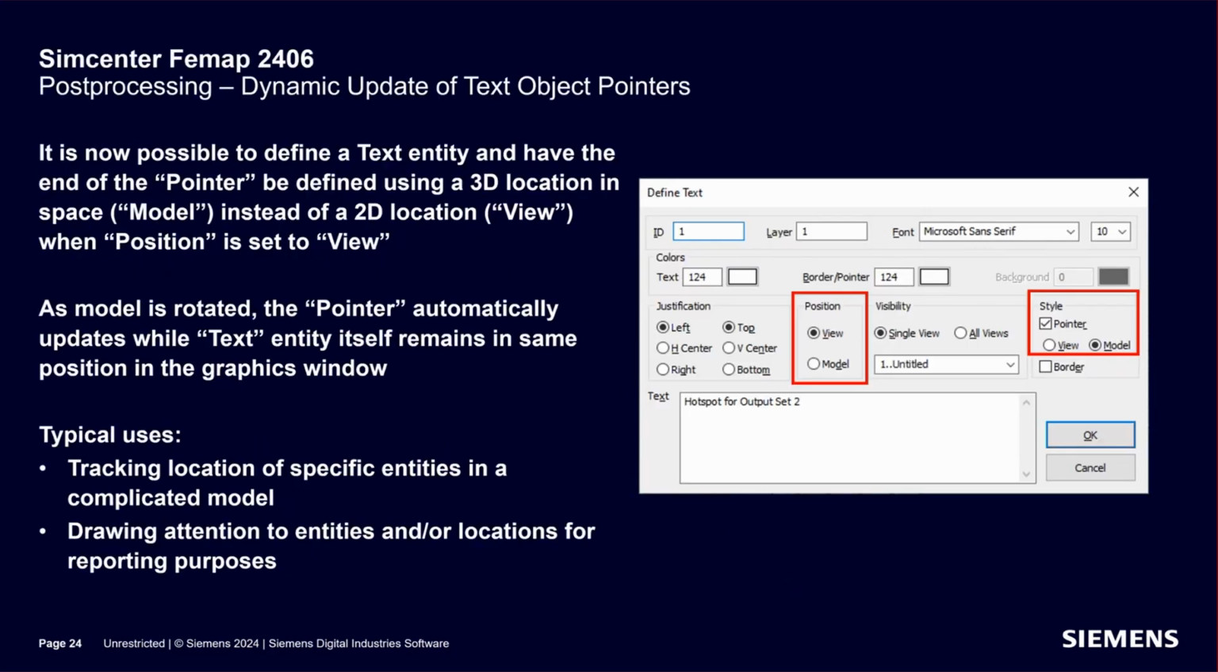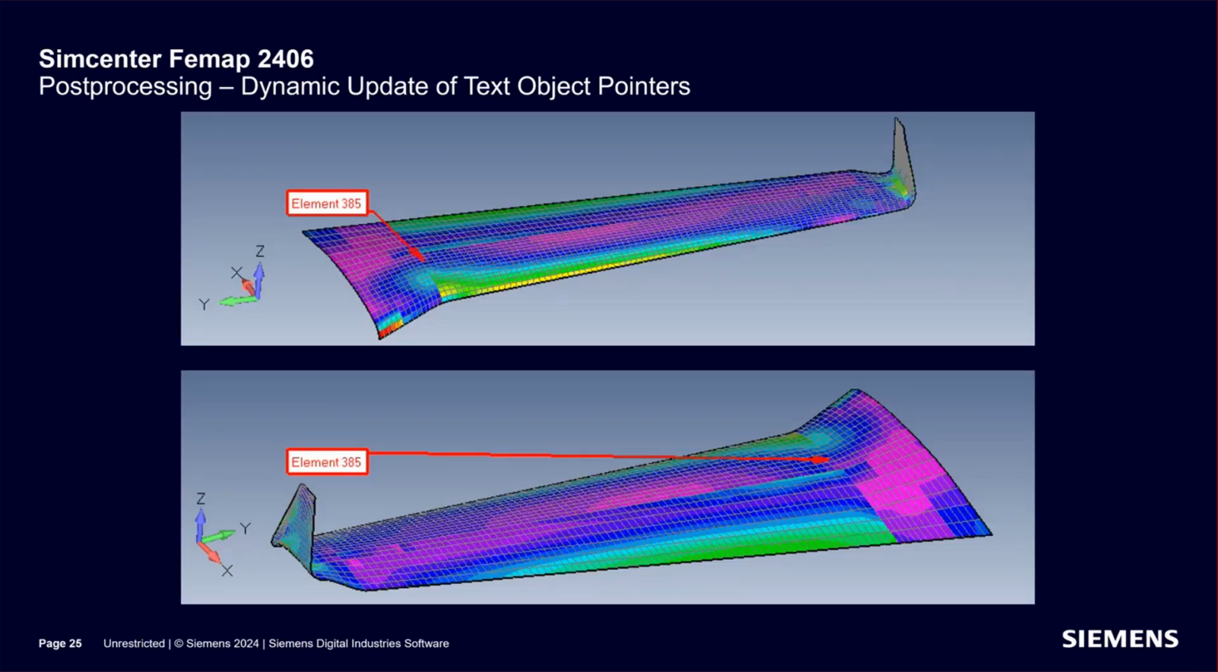Post-processing. Now you can actually just have your text stay stationary in a view, but have the pointer move in 3D model space. I mean, this seems like a novel concept considering that if you were in position model, it always worked like this before. You just didn't have the ability to do both at the same time. So this is actually just a little quality of life. As you rotate a model like that, that leader, that pointer, whatever you want to call it, is just going to automatically follow it around, and it does it dynamically.